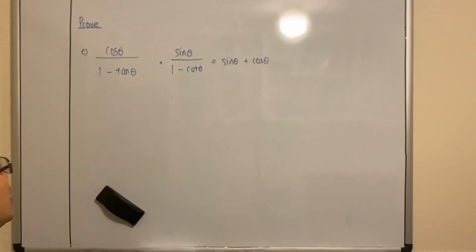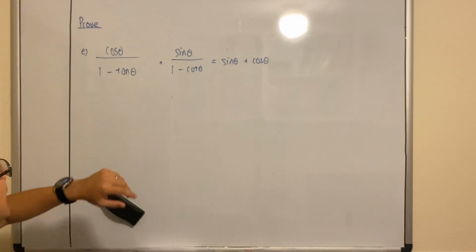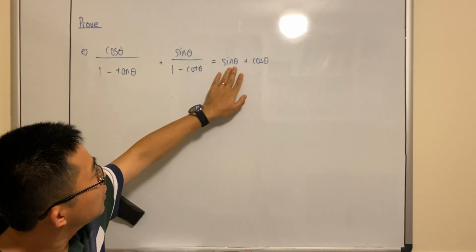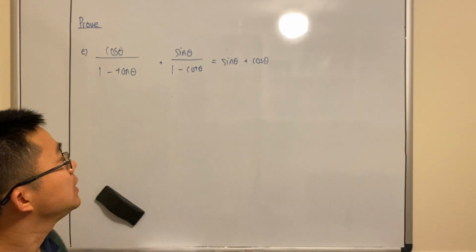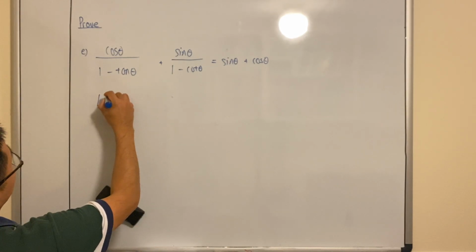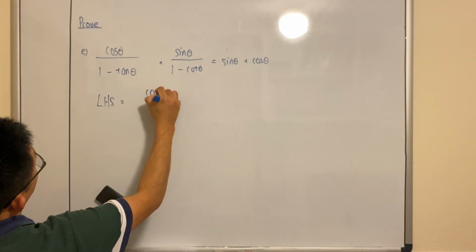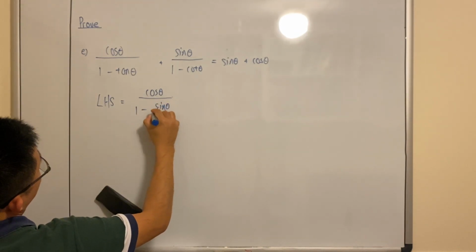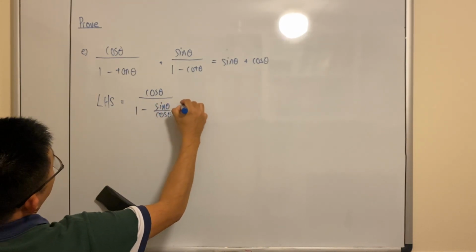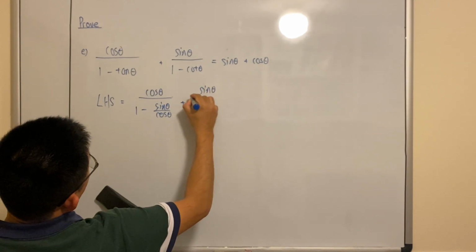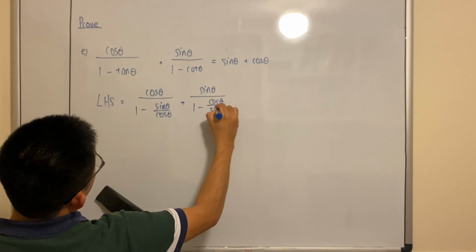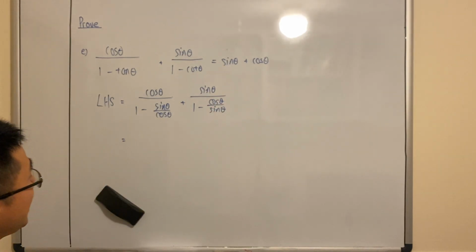Now, I hope after we try so many examples, you've realized we're going to start from the left-hand side and we probably need to change that tangent and cotangent in terms of sine and cos, because that's what you have on the right-hand side. So let's start to do that. So that's 1 minus sine over cos, and then that's 1 minus cosine over sine.